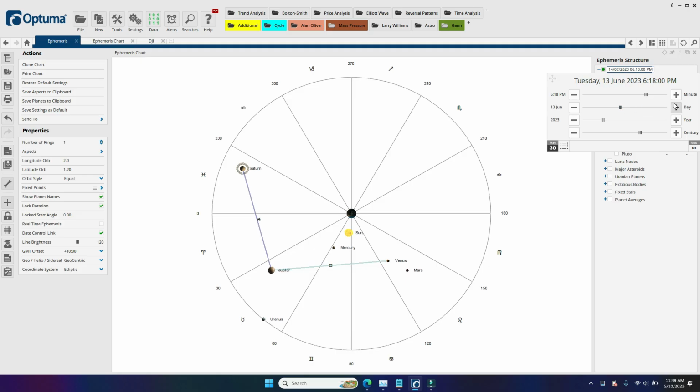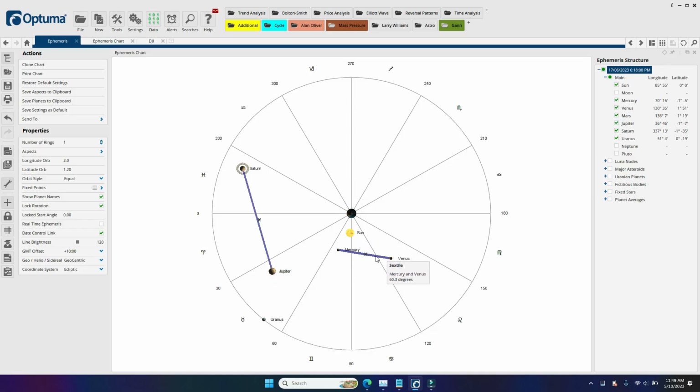Let's go back to the 17th of June. We had sextile Jupiter Saturn and Mercury Venus. So we had two planets clustering there. When we look at a cluster, ideally we want three planets forming an aspect to each other.